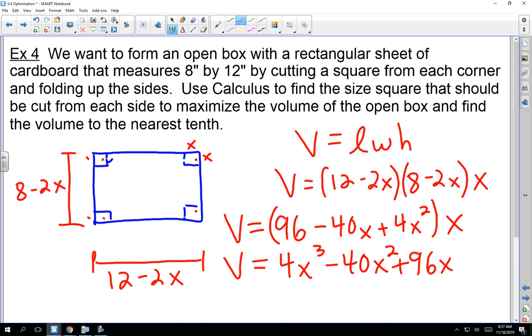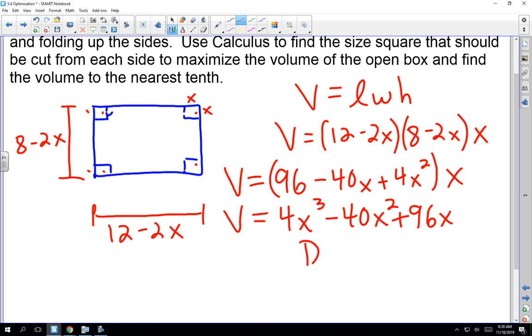And to find the value of x to cut out of the corners to maximize the volume of this open top box, I need to take the derivative of this and set it equal to 0. Let's get a domain on this first of all. What's the domain going to be here? It does have to be greater than 0. And then we've got to think a little bit more about this one.